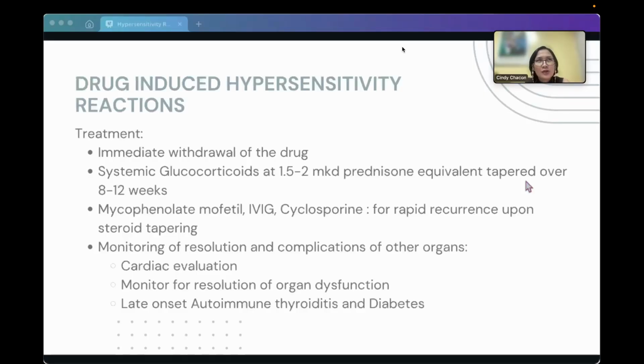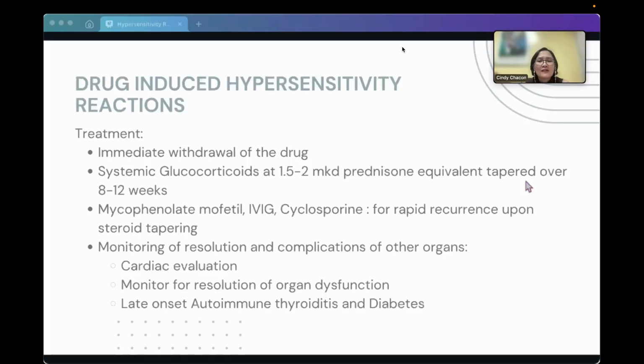This includes your complete blood count, your CBC with differentials, a basic metabolic panel, and of course, your liver function test. In cases wherein there is rapid recurrence upon tapering of steroids, whether they be symptoms or laboratory abnormalities, a steroid-sparing agent like your mycophenolate mofetil, your IVIG, or your cyclosporin may be indicated. The resolution and the complication of other organ involvements must also be monitored.